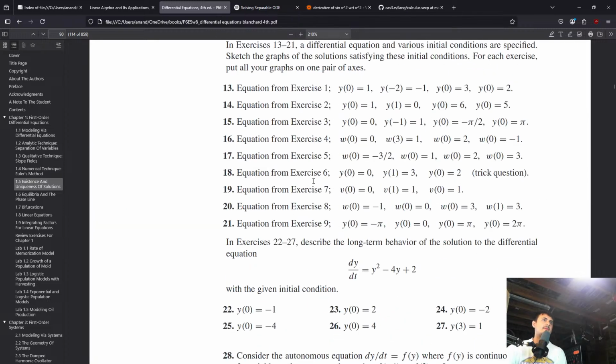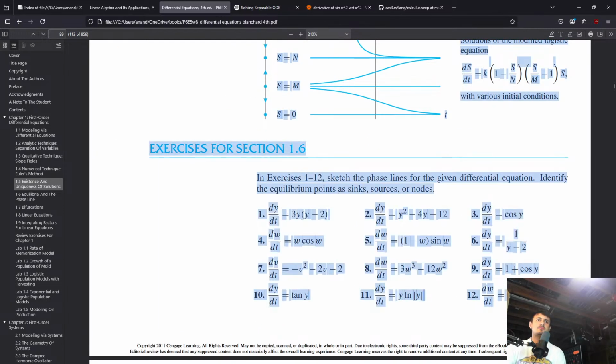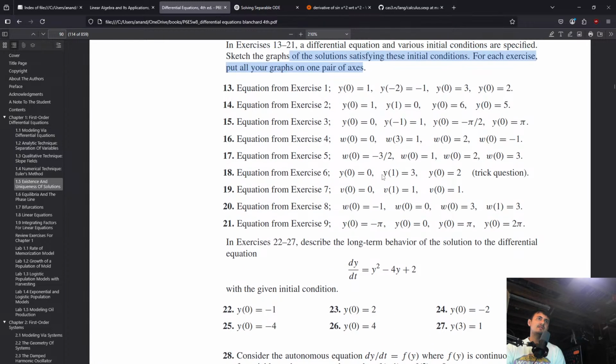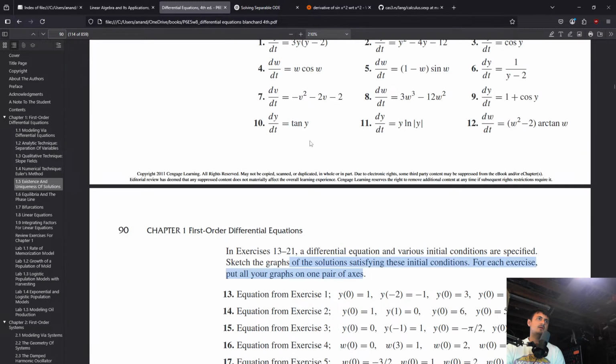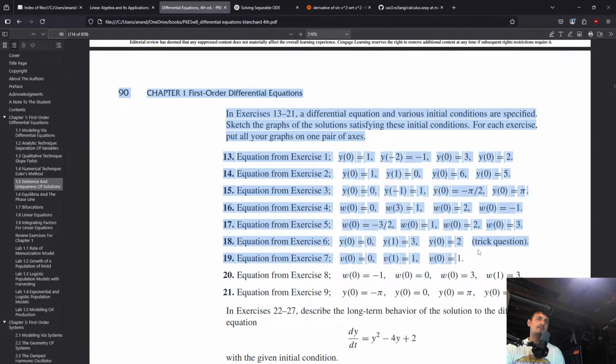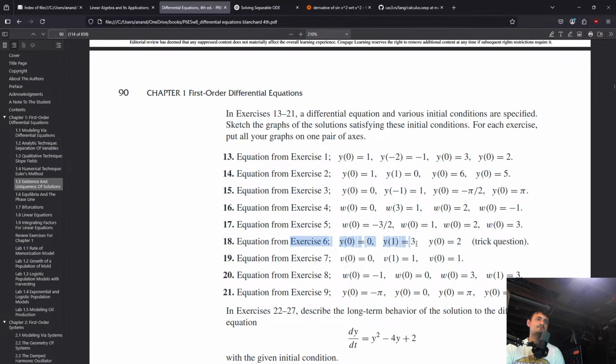All right, let's just read them. I'm not going to do them, but let's just read them. So we did these. We get an initial condition, sketch the graphs of the solutions. That's basically the same thing. So we're going to use these equations up here, and we're just going to plot them. Ooh, that one might be cool. A trick question. Trick question might be fun.